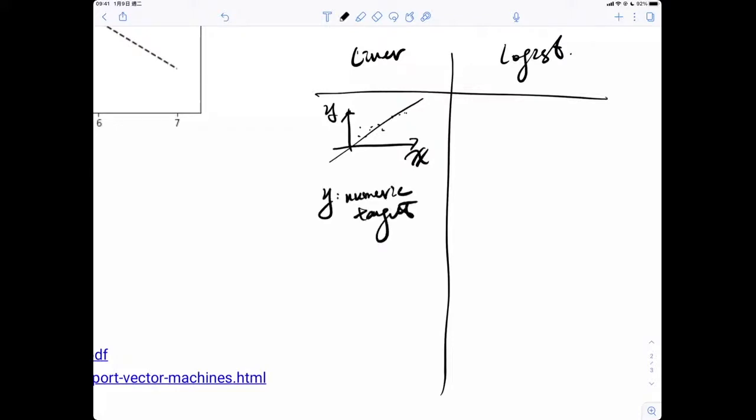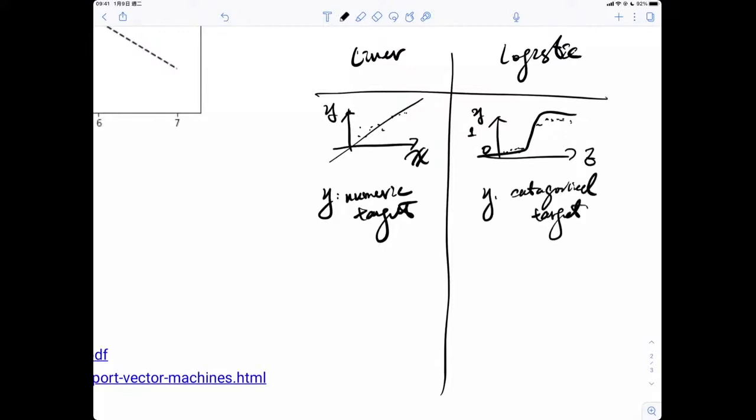On the other hand, logistic regression looks like this. We have a binary class, okay? The label is 0 and 1. And the line looks like a reverse Z shape, okay? For linear regression, y equals a x plus b. Okay, the shape is different.